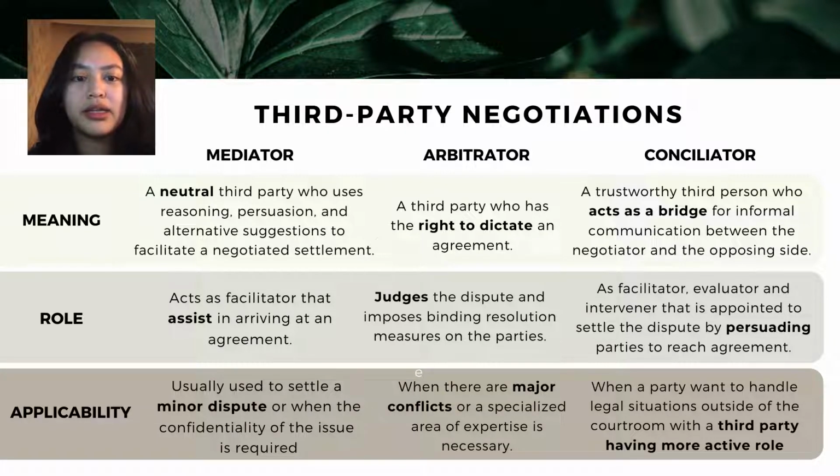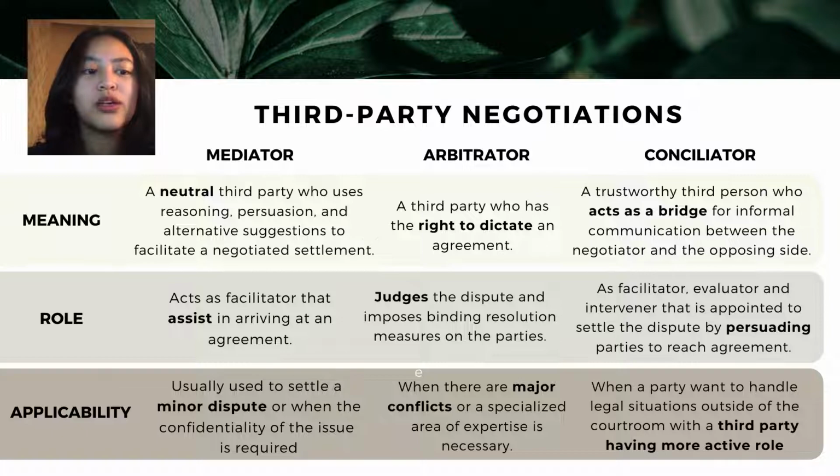The first one is the mediator. A mediator is a neutral third party who uses reasoning, persuasion, and alternative suggestions to facilitate a negotiated settlement. They act as a facilitator that assists in arriving at an agreement. A mediator is more a facilitator who assists in developing options and achieving a mutually agreed resolution. They facilitate dialogue between the two parties, and it is up to them to come to an agreement. They are usually used to settle a minor dispute or when the confidentiality of the issue is required.